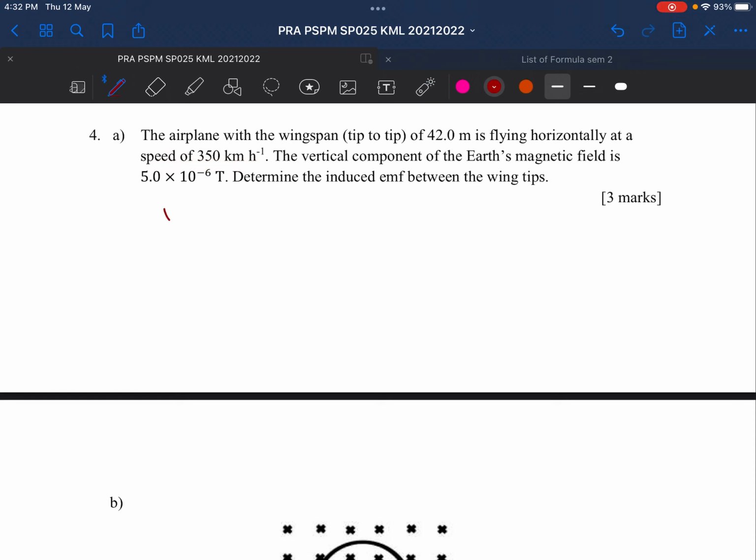So we have value speed 300 km per hour, and then the vertical component of the Earth's magnetic field is B equals to 5 darab 10 kuasa negatif 6 T. Okay. And then determine the induced EMF between the wing tips. Okay. So this one is EMF berapa. Okay. So how about the value of 42?